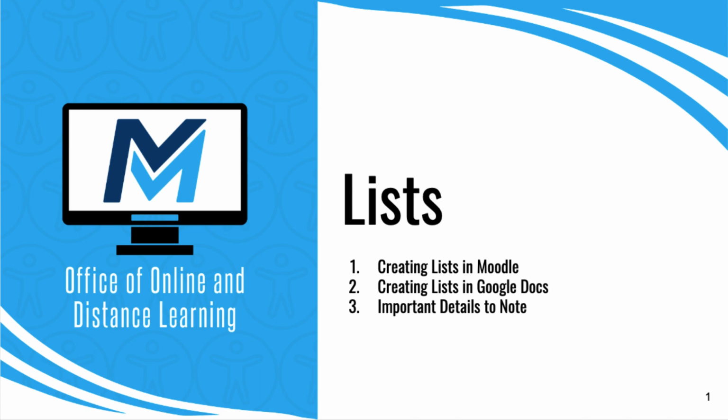Lists are useful for creating things like a series of steps, to-do lists, summaries, or maybe just a bunch of reminders. An accessible list means it can be perceived by a screen reader and that it is easily identifiable among other text if someone were scanning a document. For this video, we will look at how lists work in Moodle and then in Google Docs.